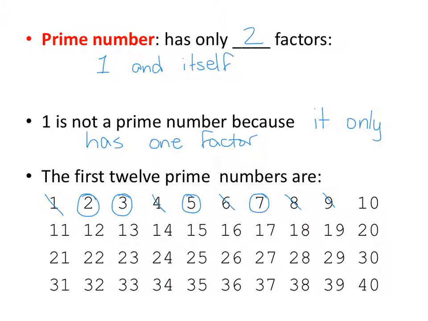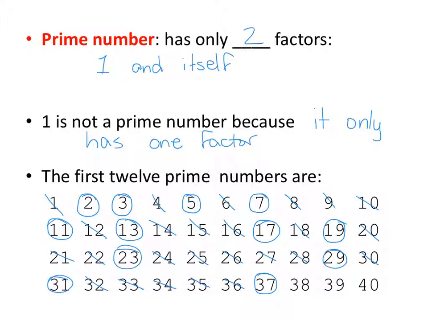Even though it's an odd number, 9 is 3 groups of 3. 10 is not. 11 is. 12 isn't. 13 is. 14, 15, and 16 are not. And we keep going. The first 12 prime numbers take us all the way up to 37.